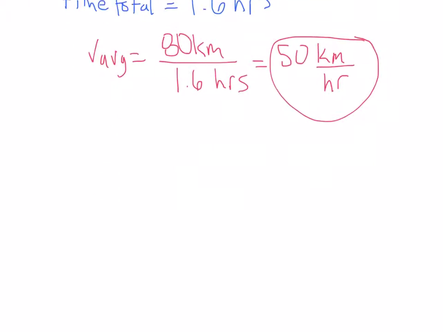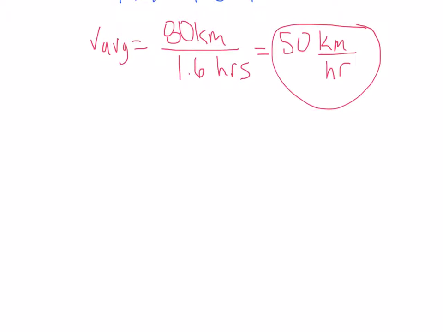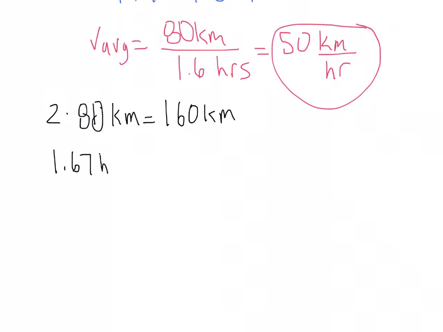Now we get to the third part, which is for the whole trip. And so for the whole trip, we just want to add the total distance, which is going to be 2 times the 80 kilometers, because we went there and we went back. So that's going to give us 160 kilometers. And then we also found out the total time. So the time on the way there, remember, was 1.67 hours. And the time on the way back was 1.6 hours. So that gives us a total of 3.27 hours.